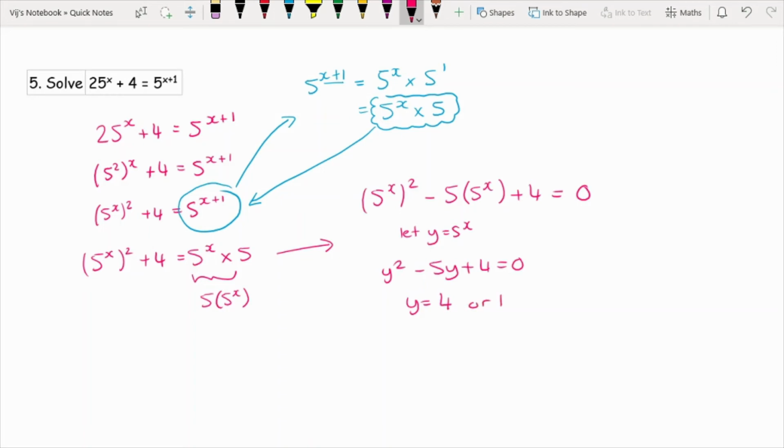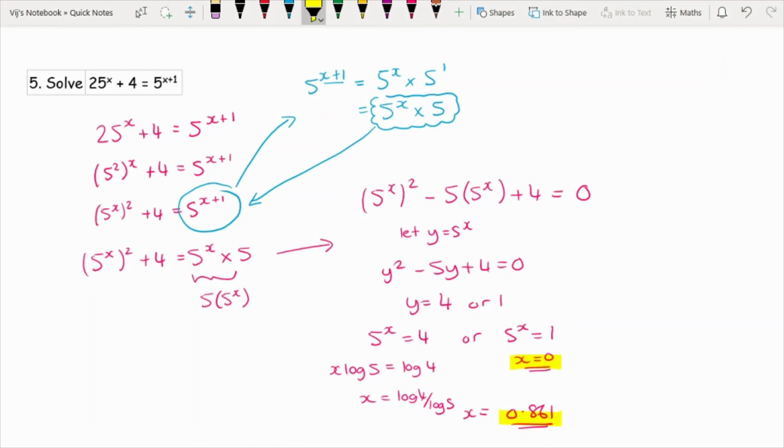So basically substituting x back into it, I get 5 to the power of x equals 4, or 5 to the power of x equals 1. Well, in this case, x is just going to equal 0. However, in this case here, I need to take the log of both sides, and if I've moved the x over to the front, here I get x equals log 4 over log 5, so x equals 0.861 to 3 decimal places.